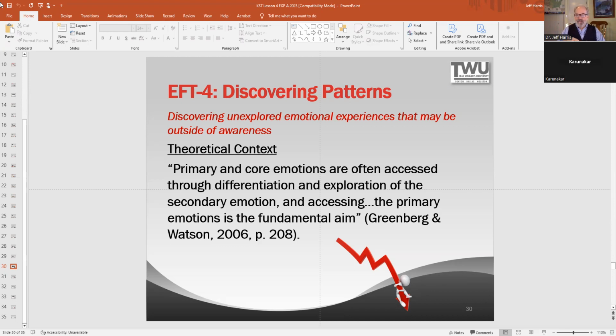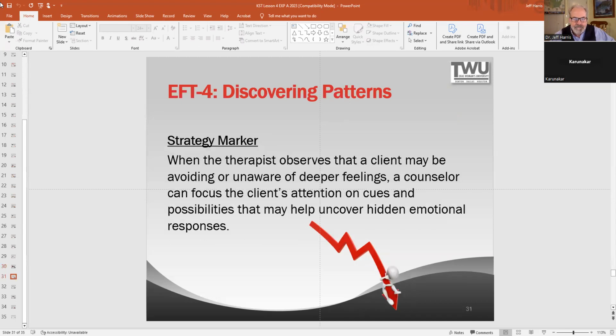So that's why in the graphic for this strategy, there's that downward arrow that we're going down a little deeper to explore the more core, more primary, the more primal experience. So when should we look for these patterns? When the therapist observes that a client may be avoiding or unaware of deeper feelings, a counselor can focus the client's attention on cues and possibilities that may help uncover hidden emotional responses.